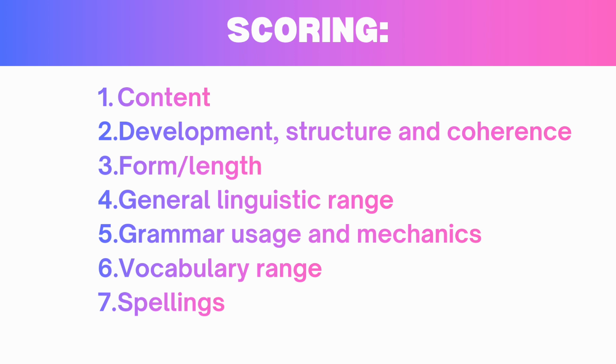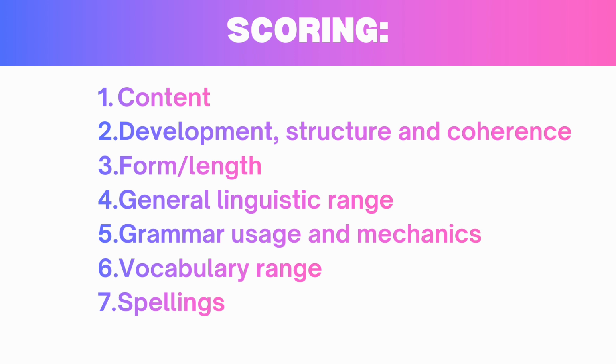Next important thing is the form or length of your essay. You must write at least 200 words. The maximum word limit is 300 words. It is important to note that no score will be given if length is less than 120 or more than 380 words. Number 4 is general linguistic range, which means vocabulary is used appropriately to formulate ideas with ease and precision throughout the response. There should be no signs of limitations restricting what can be communicated. So in simple words, you should be able to clearly express your idea without getting affected by limited vocabulary.